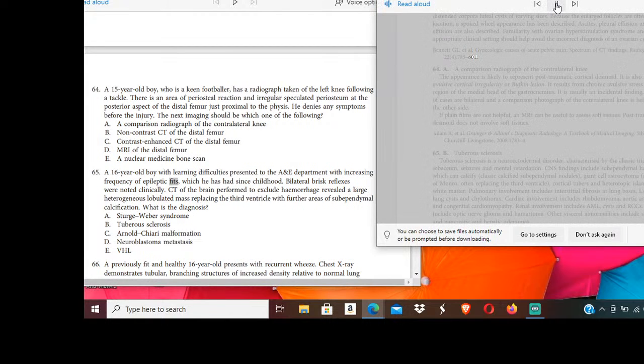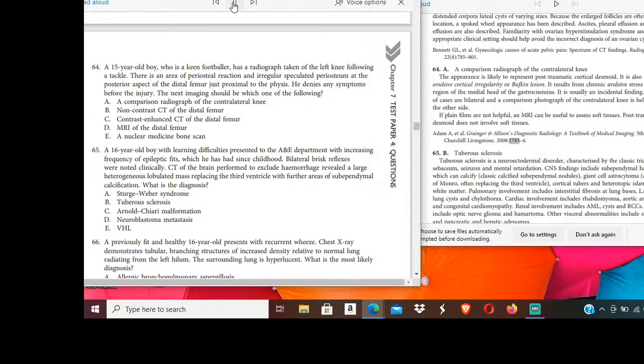64. A. A comparison radiograph of the contralateral knee. The appearance is likely to represent post-traumatic cortical desmoid. It is also known as avulsive cortical irregularity or Bufkin lesion. It results from chronic avulsive stress at the femoral origin of the medial head of the gastrocnemius. It is usually an incidental finding. One third of cases are bilateral, and a comparison radiograph of the contralateral knee is helpful to assess the other side. If plain films are not helpful, an MRI can be useful to assess soft tissues. Post-traumatic cortical desmoid does not involve soft tissues. Adam A, et al. Grainger and Allison's Diagnostic Radiology: A Textbook of Medical Imaging. 5th ed. New York, Churchill Livingstone, 2008: 1783.